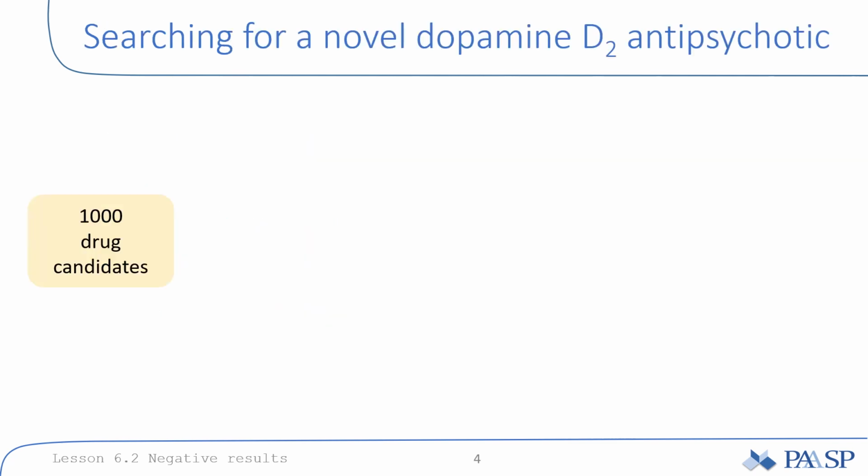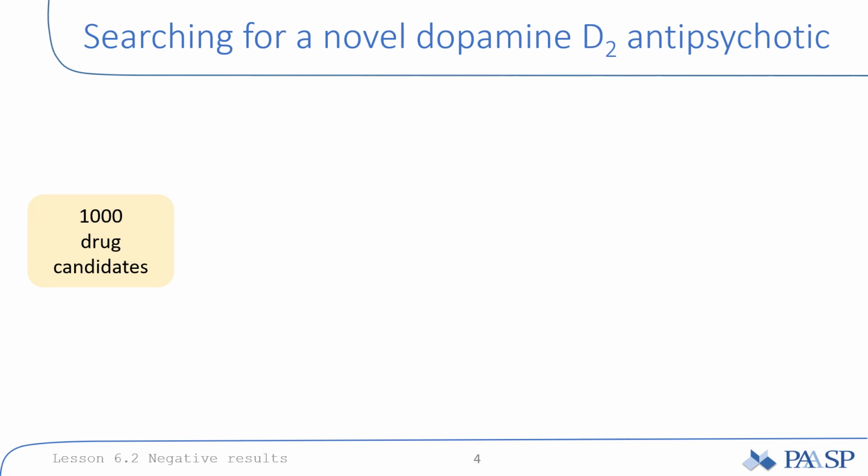Let's say we are searching for a novel antipsychotic drug, acting as an antagonist at dopamine D2 receptors. And let's say we have 1,000 drug candidates to evaluate. Nearly all currently used antipsychotic drugs are dopamine D2 antagonists. So we have a lot of knowledge about properties that are essential for a dopamine D2 antagonist to exert antipsychotic effects. To be successful, a molecule should be able to penetrate into the brain, occupy a sufficient percentage of the target receptors, and so forth.